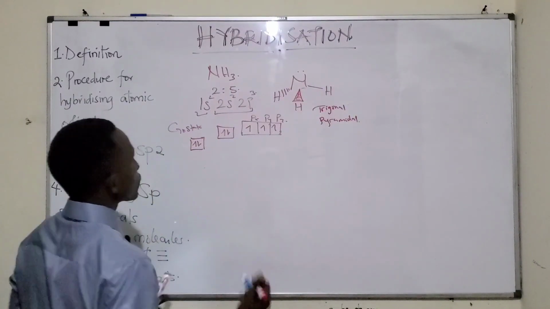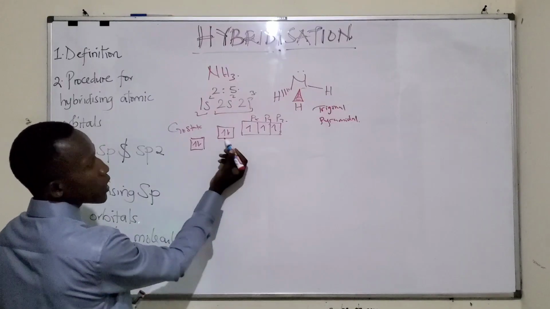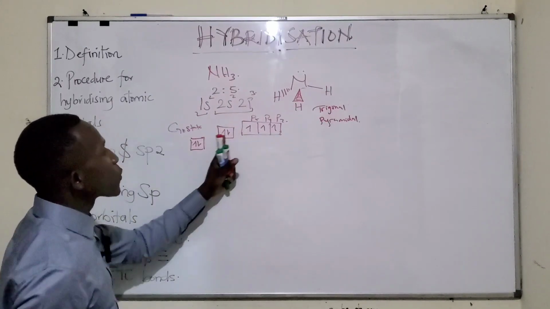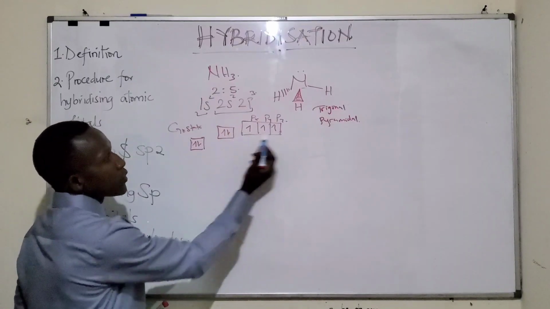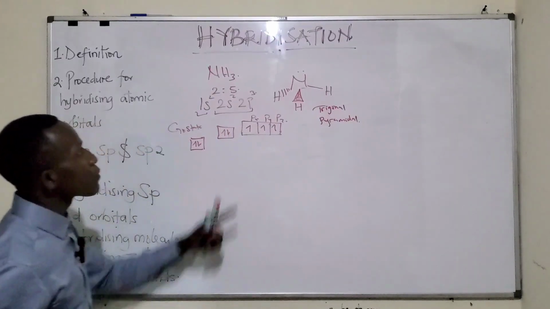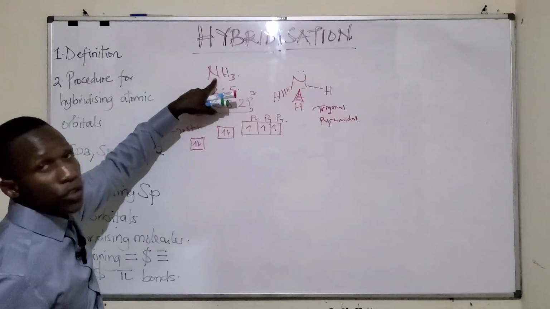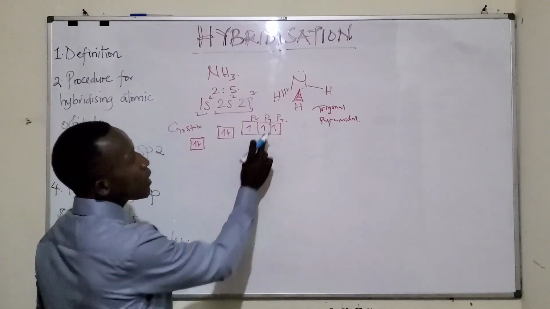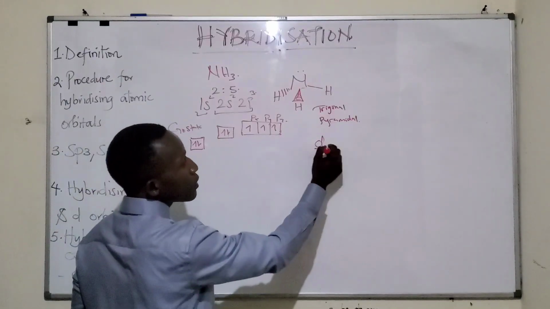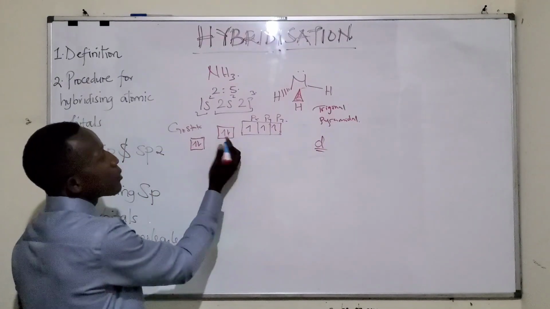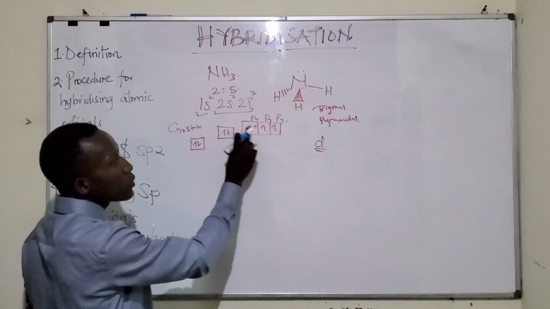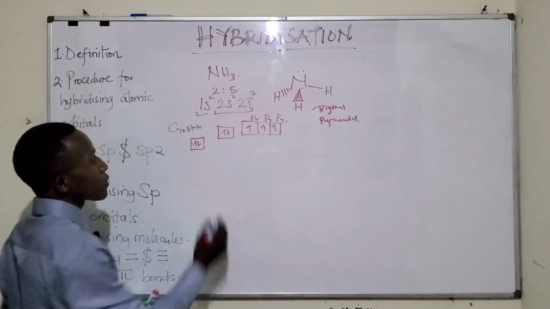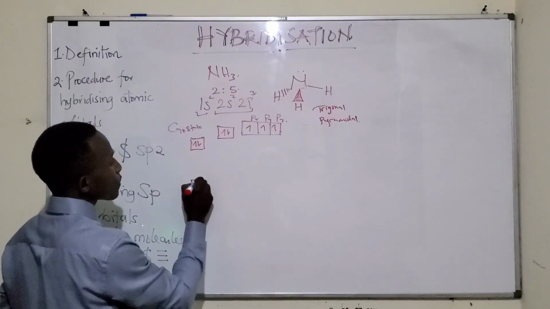So we shall have promotion of an electron from the s orbital to the p orbital. Why don't we promote this electron to the d orbital? This is because nitrogen is in period 2, and in period 2 the maximum we can have is the p orbital. We don't have d orbitals. So even if we are to promote this electron, it will go to the p orbital. So it won't go to the d orbital. In that we shall have this.